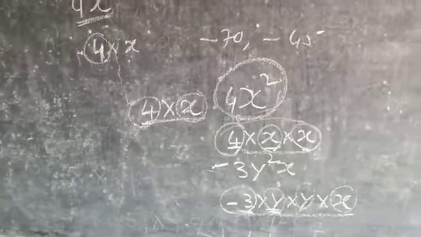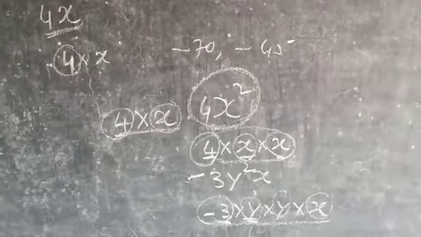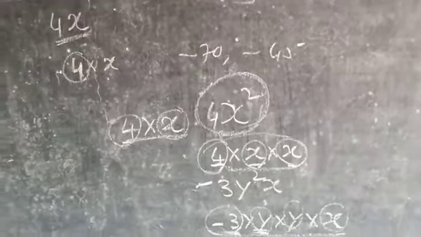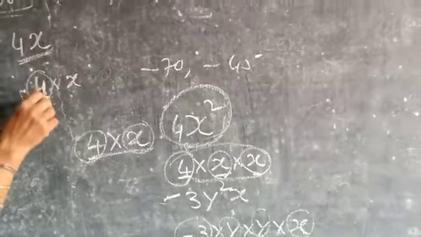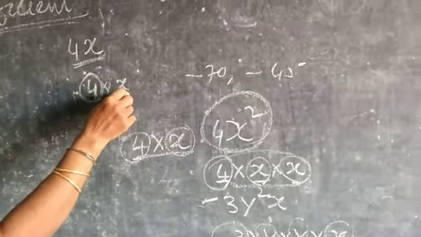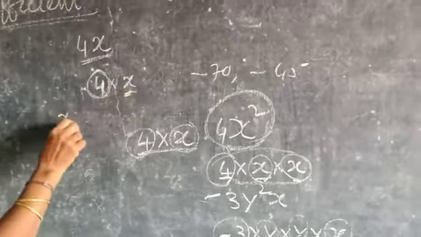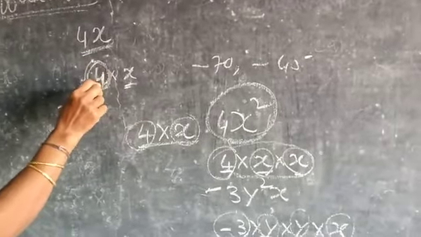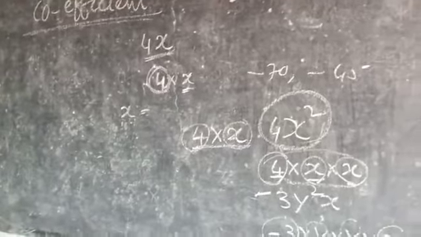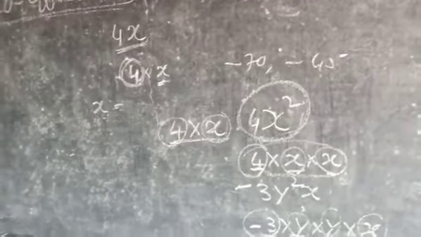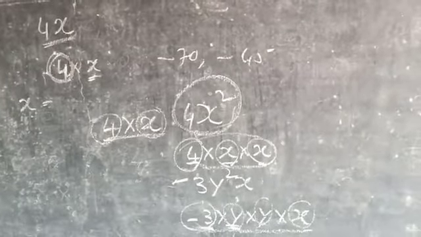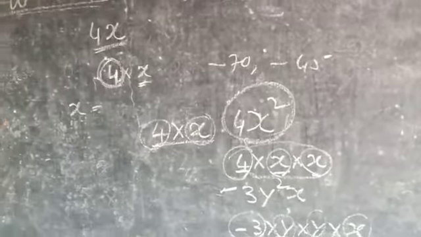Factors may be numerical or otherwise. These factors are called coefficients of the expression. So here in 4x, the factors are 4 and x, and 4 is the numerical coefficient of x, and x is the coefficient of 4. Do you understand now what the coefficient is? Coefficient means the factors, which may be numerical or variables. Those factors are called coefficients of the expression.